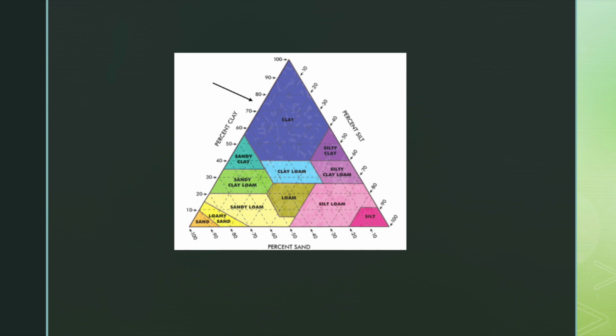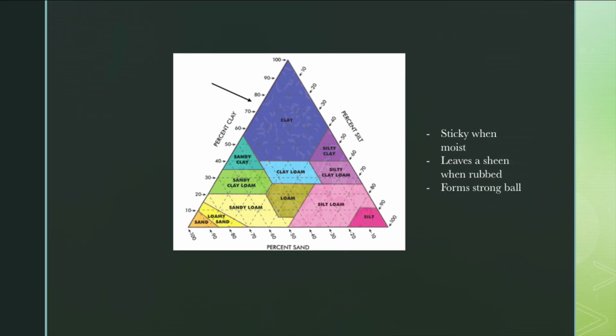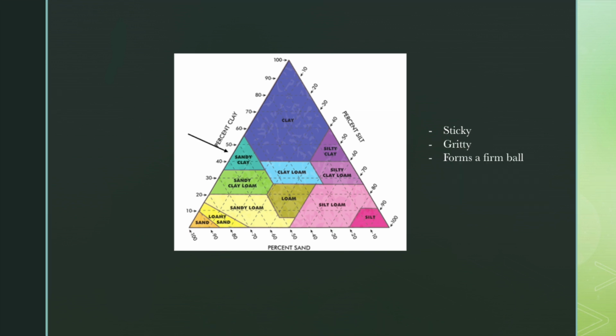We are going to use the soil texture triangle to determine our soil type and texture. Let's review the different types. Clay is sticky when moist and produces a light sheen when rubbed with the thumbnail. It forms a strong ball resistant to breaking. Sandy clay is plastic, gritty, and sticky when moist and forms a firm ball.